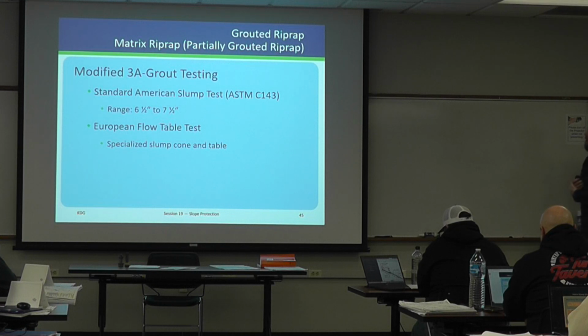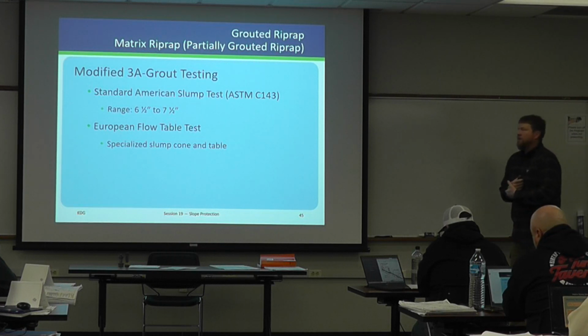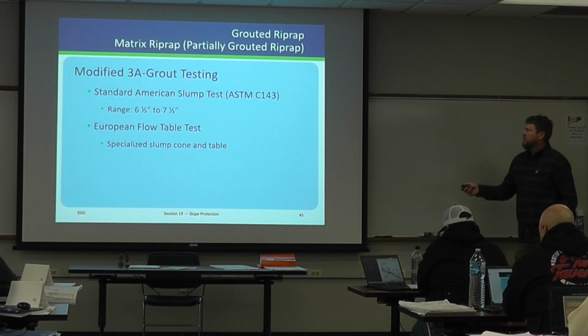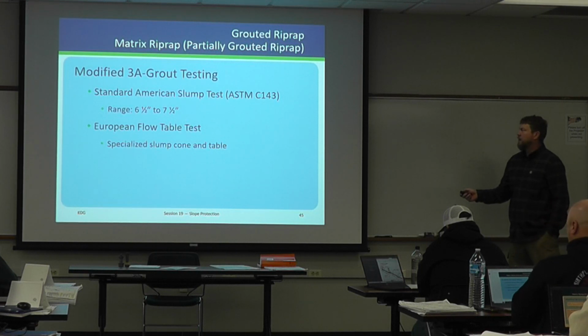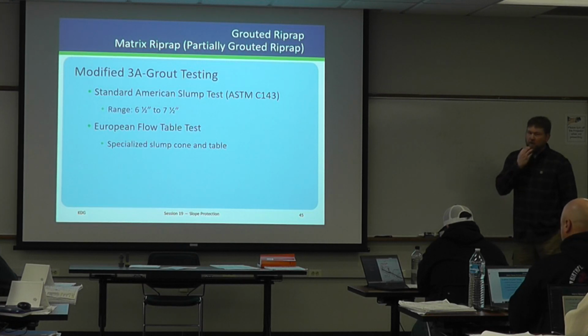If anyone's interested in seeing this, there are two tests. There's the standard American slump test for this product, or this mix, with a range of 6.5 to 7.5. Then there's a European flow table test, with a specialized cone and a table.